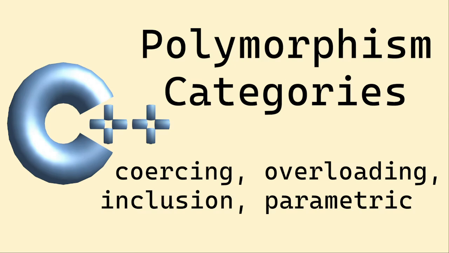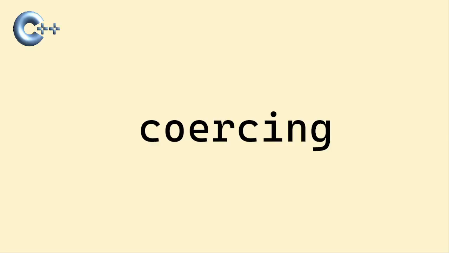Let me talk about categories of polymorphism, particularly coercing polymorphism, overloading polymorphism, inclusion polymorphism, and parametric polymorphism. First, let me talk about coercing. Coercing is the process of converting a data item from one type to another type without explicit casting or using explicit conversion syntax. In other words, it is a process of converting a data item from one type to another type implicitly.